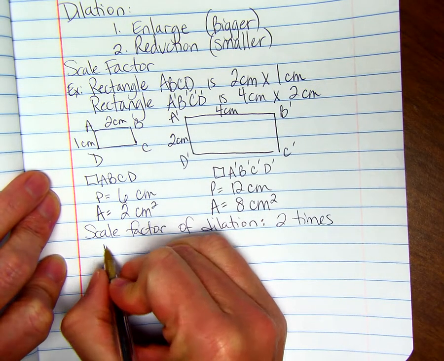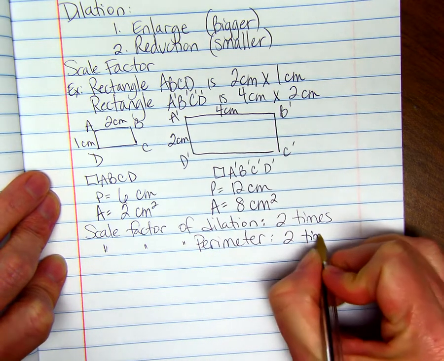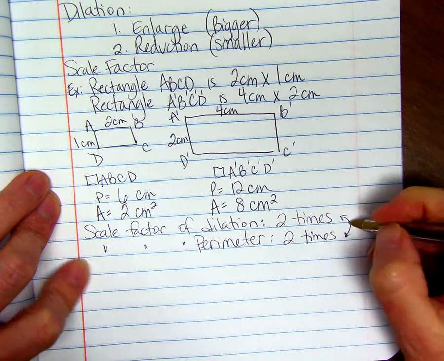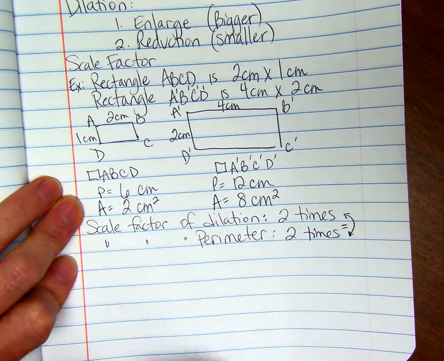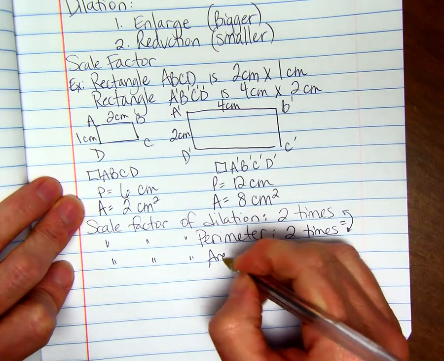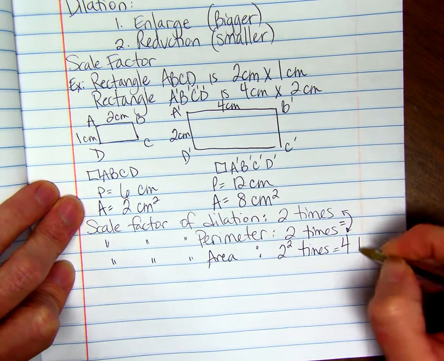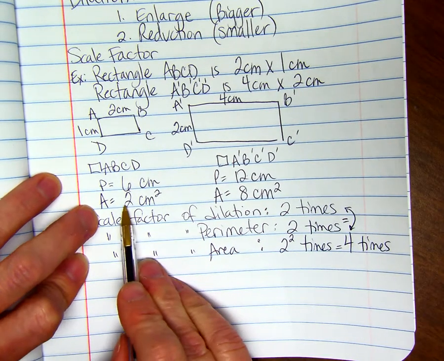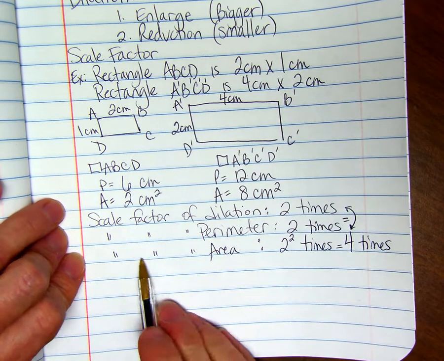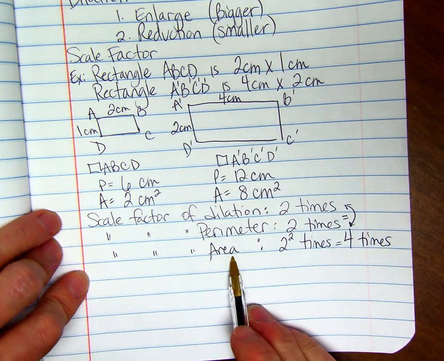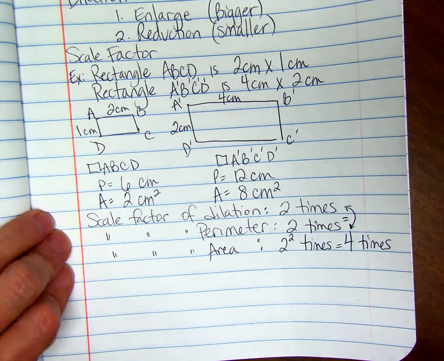If we wanted to look at the scale factor of the perimeter, that's also 2 times. So whatever the scale factor is, notice that we had to multiply perimeter by 2. The scale factor of the area is actually 2 squared times, or 4 times. So if we took our area in the first one, which was 2, we multiply it by 4, and the new area will be 8. So we just have to remember the scale factor of the area will be the scale factor squared. So the original scale factor squared. That's the end of the lesson.